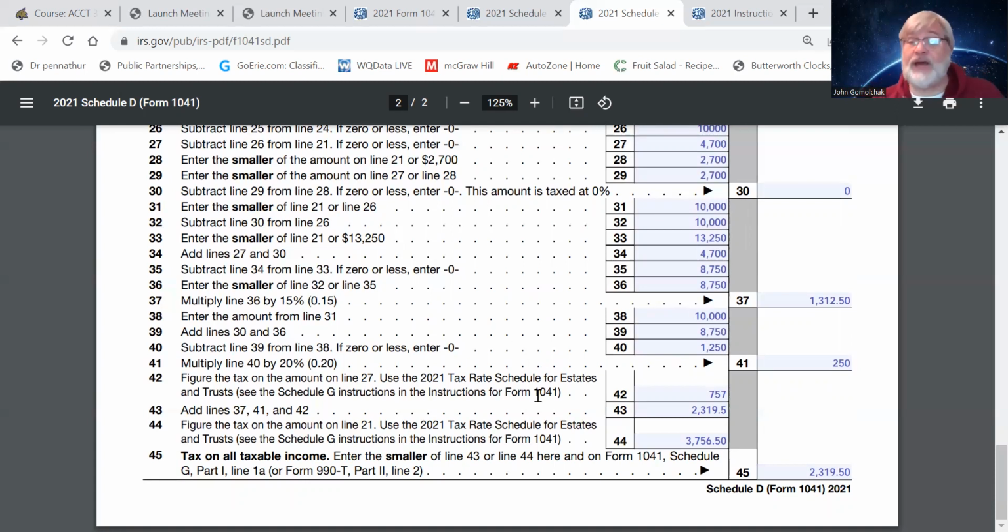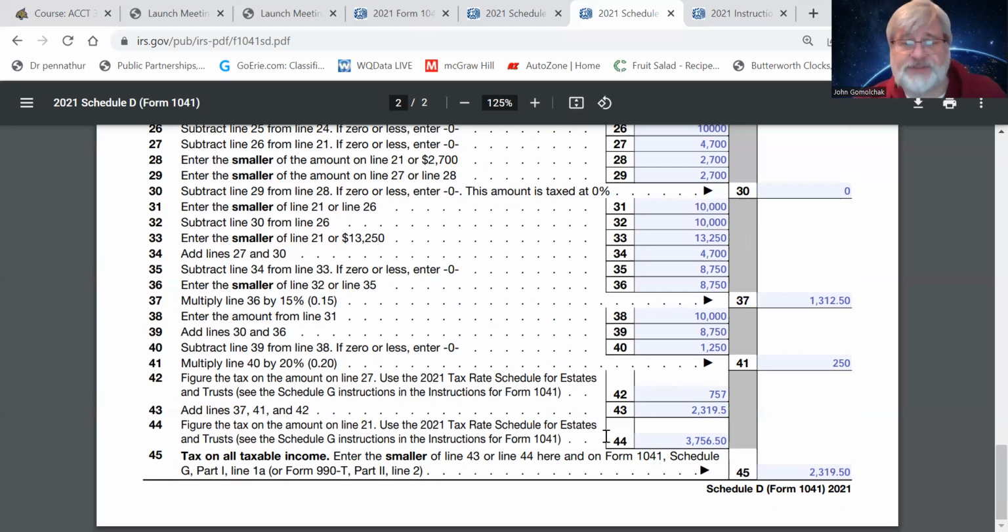We're not getting a preferential rate here. That's why we had to go back to the tax rate schedule. We calculated 757. We add the long-term calculation with the ordinary income calculation for the ordinary taxable income and come up with $2,319. Then they want us to go back.